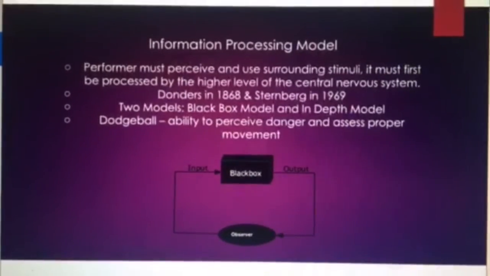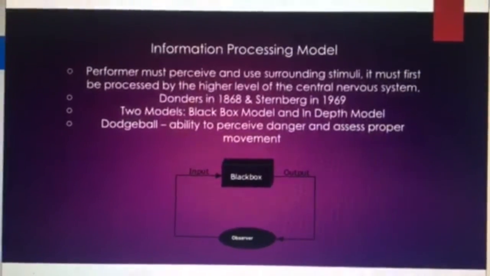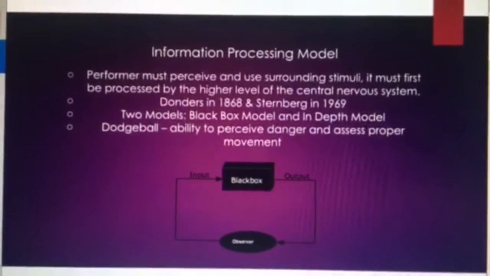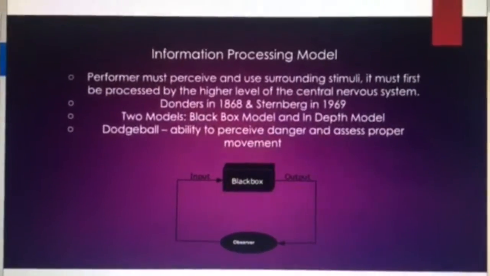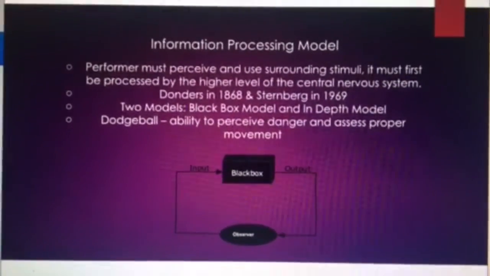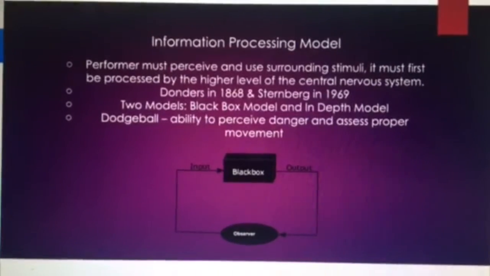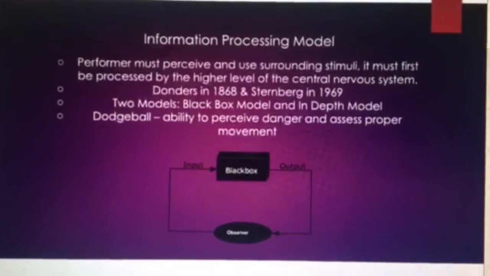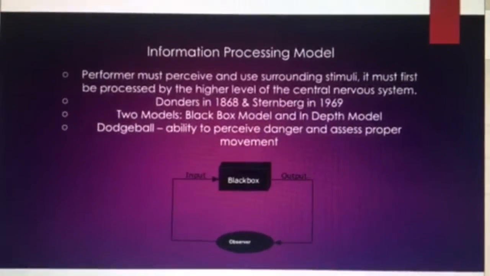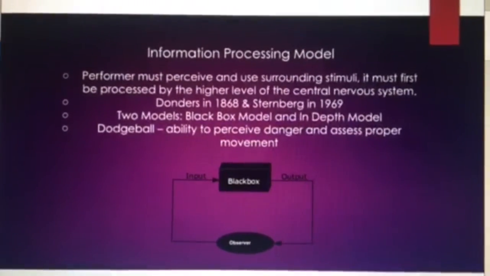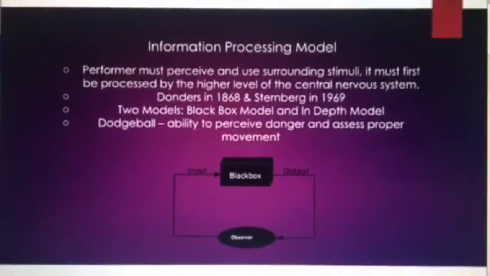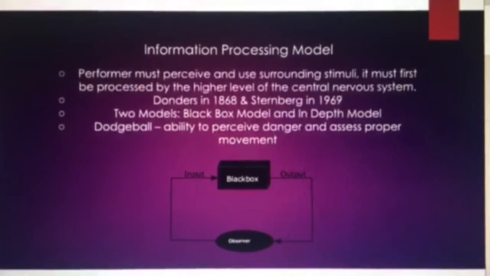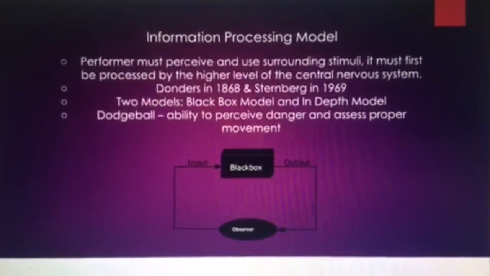This was first created in 1868 by a Dutch physician named Donders. It was later advanced even further in 1969 by Sternberg, who discovered that sensory information from the environment, which would be anything affecting the body's five senses, as well as internally, meaning anything coming from within our bodies, is processed in different stages within the central nervous system.